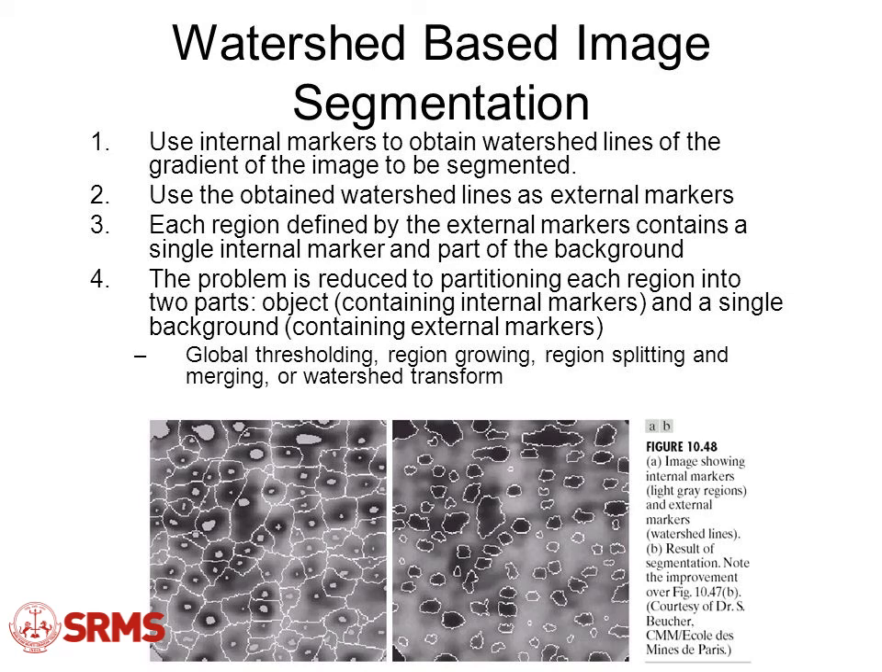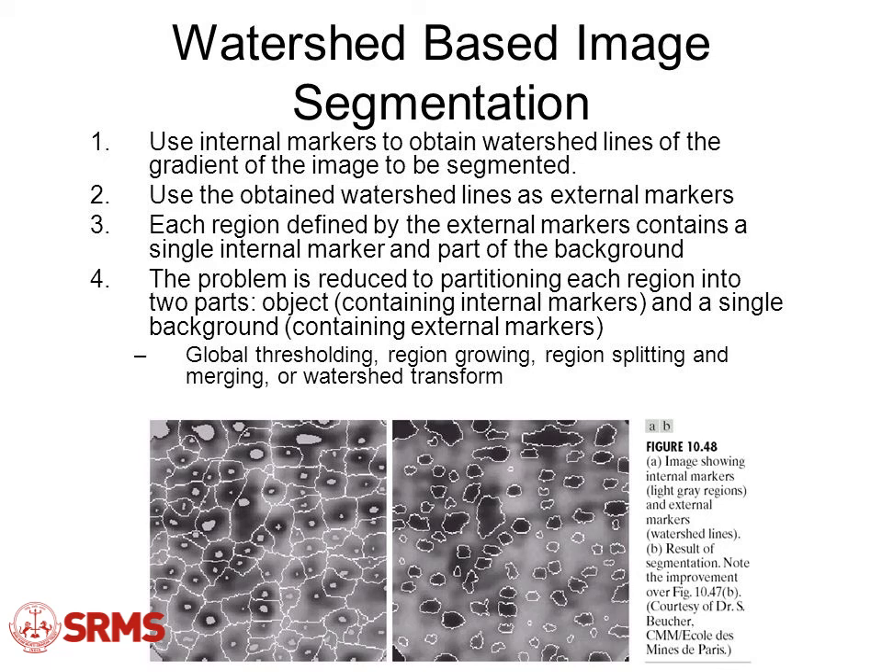Watershed based image segmentation can be executed in different steps. In the first step, use internal markers to obtain watershed lines of the gradient of the image to be segmented. Use the obtained watershed lines as the external markers. Each region defined by the external markers contains a single internal marker and a part of the background. You can pause this video and write down these steps in order to explain the watershed based segmentation algorithm.